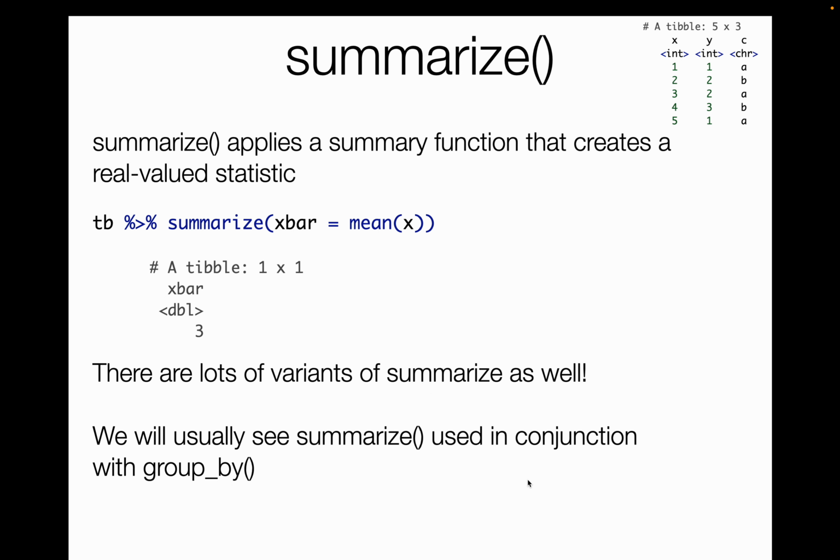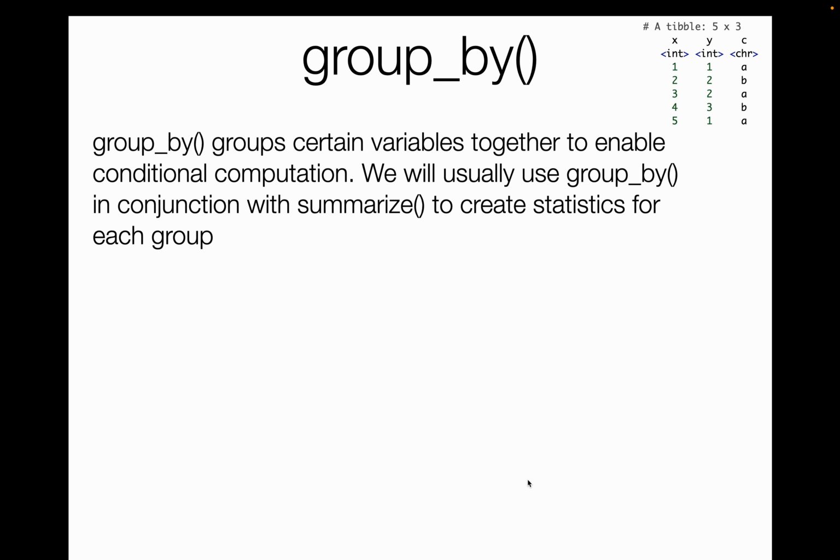Okay, so by itself, I usually don't use summarize by itself because it hurts more than it helps in basically creating this one-by-one tibble that's just x bar, that's just the mean, or really whatever you want of a column. And so it's usually used with this group by argument. So group by is a very powerful function that allows you to do conditional computation. And so we're usually going to use group by together with summarize to create statistics for each group.